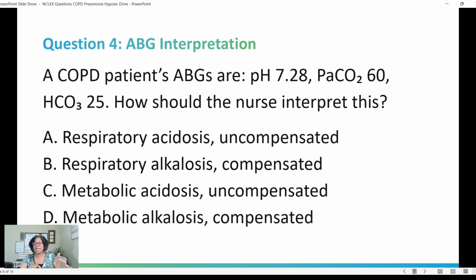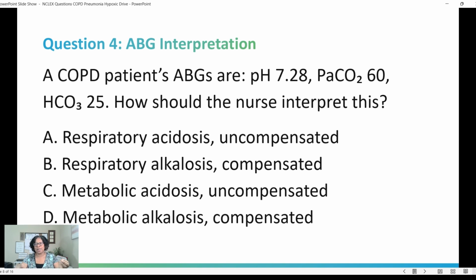So let's look at PaCO2. It's 60. So that means you have a lot of carbon dioxide the patient's retaining. And what did I say? Carbon dioxide mixed with water is carbonic acid. So that's acid. So you have a low pH with acidic. You have a PaCO2, which is acidic. So you have respiratory acidosis.